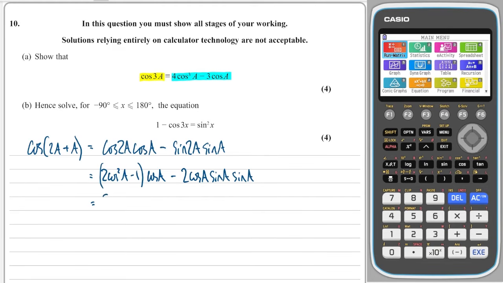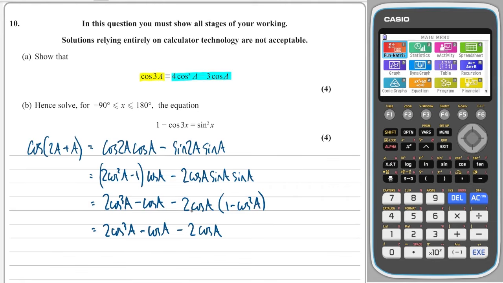Okay, we can expand these brackets to get 2 cos cubed A minus cos A. And we can multiply these two sines together to get sine squared A. We also know that sine squared is 1 minus cos squared. So I can replace the sine squared with 1 minus cos squared. Can expand those brackets out, and now I've got all of my terms in terms of cos. And we've also got a plus 2 cos cubed A. And then collecting the like terms, we've got 4 cos cubed A minus 3 cos A as required. Perfect.